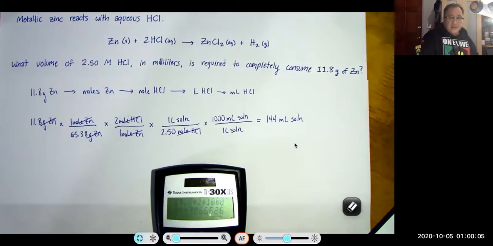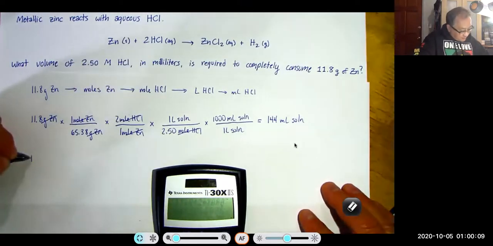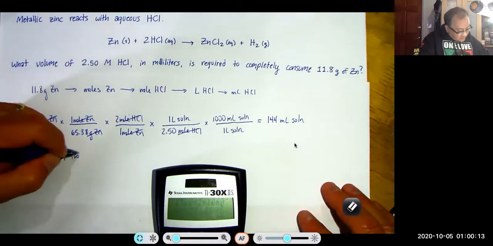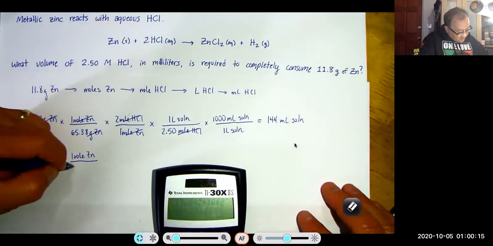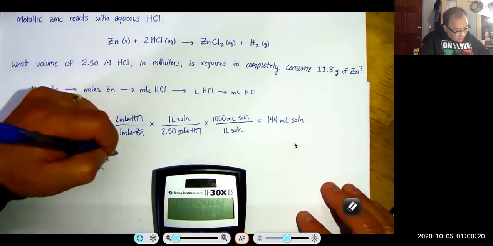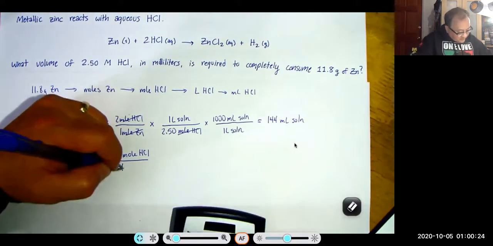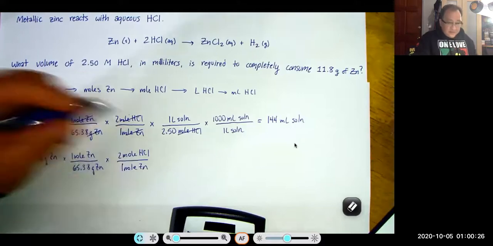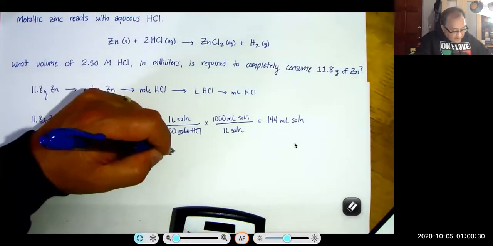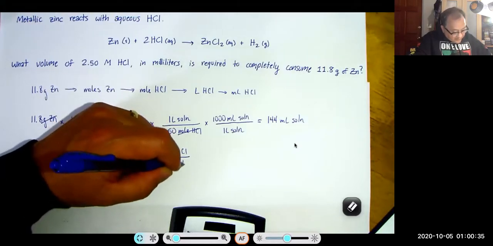Okay, now sometimes instead of writing solution, I do something like this. 11.8 grams of zinc times 1 mole of zinc over 65.38 grams of zinc times 2 moles of HCl to 1 mole of zinc. So everything so far has been exactly the same. And then here I'll put 1 liter of HCl and 2.50 moles of HCl.